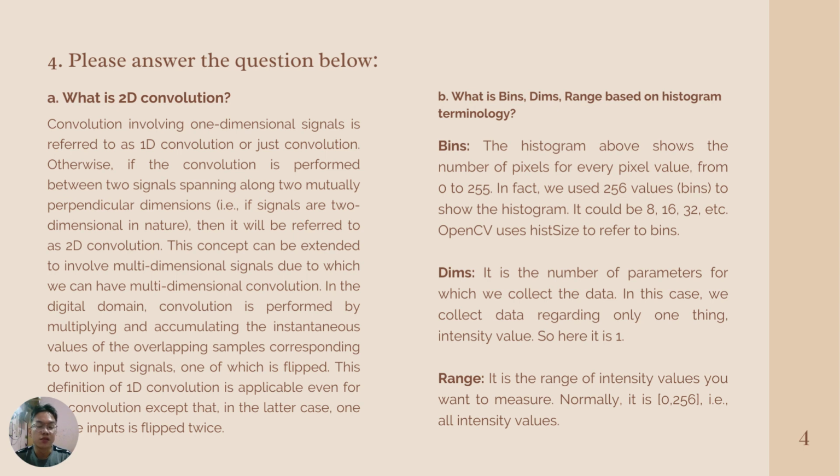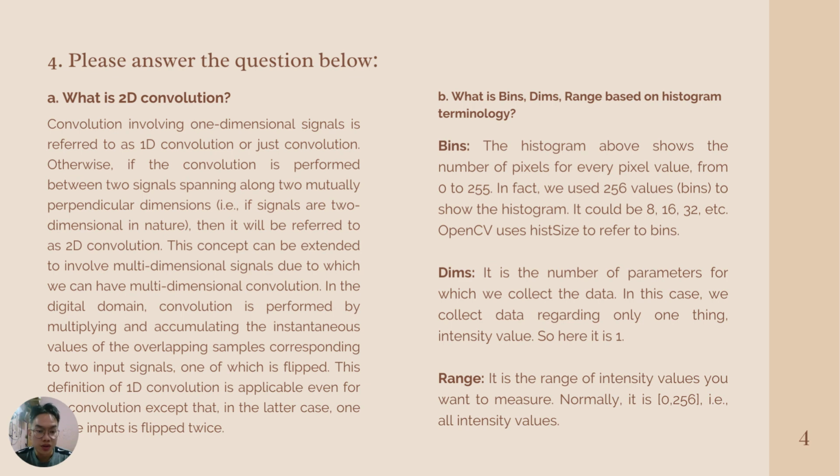Convolution involving a one-dimensional signal is referred to as 1D convolution or just convolution. Otherwise, if the convolution is performed between two signals spanning along two mutually perpendicular dimensions, if signals are two-dimensional in nature, then it will be referred to as 2D convolution. This concept can be extended to involve multidimensional signals, due to which we can have multidimensional convolution in the digital domain.